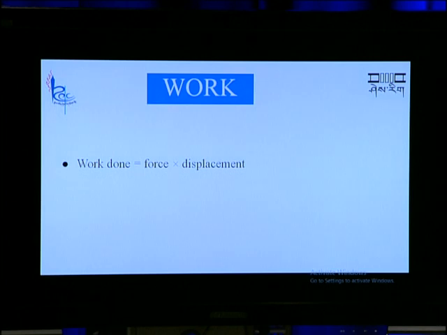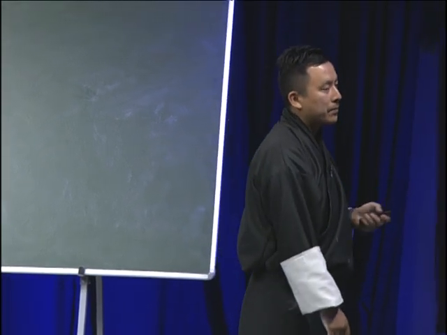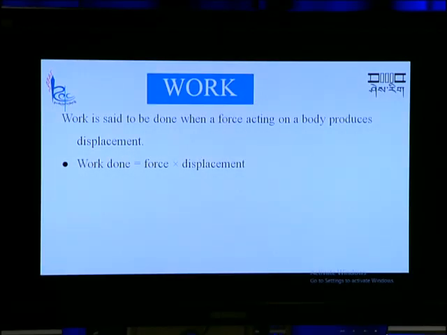But in science, the definition of work is very different. The definition of work in science involves these two words which we just looked at moments ago, that is force and displacement. So how is work defined in terms of science? Work is said to be done when a force acting on a body produces displacement. So when a force is acting on a body, it is able to displace it from its initial position. Then only we say work is done.